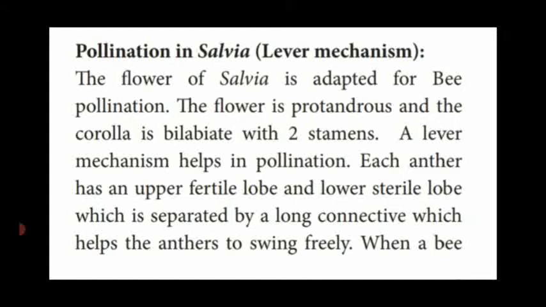The corolla is bilabiate. Bilabiate means it looks like only two petals, in the form of an upper petal and a lower petal. It looks like a trap, with two stamens. Only two stamens are there. So this adaptive character of the flower is also related to pollination by insects.